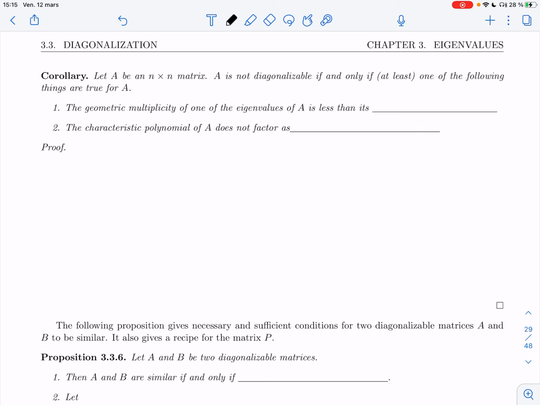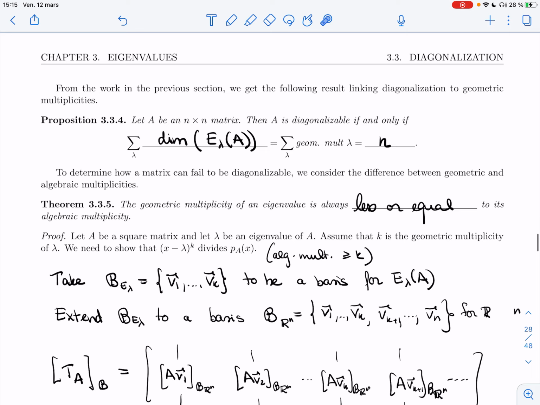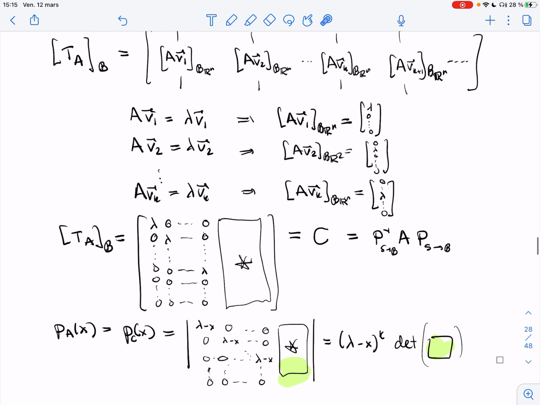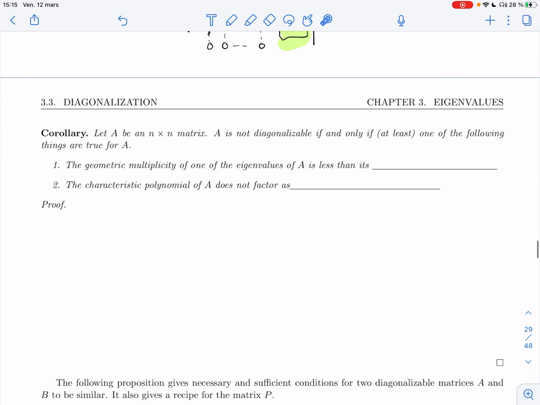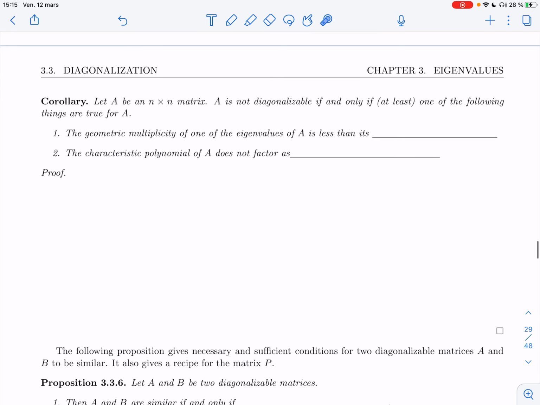Welcome back. In this video, we'll be talking about diagonalizable matrices a bit more. We'll see this corollary. In the last video, we actually proved that the geometric multiplicity of an eigenvalue is always less or equal to its algebraic multiplicity. And we also had from before that if the sum of the geometric multiplicities is n, then A is diagonalizable. So I want to put these two together. All right, so I want to understand how a matrix can fail to be diagonalizable.